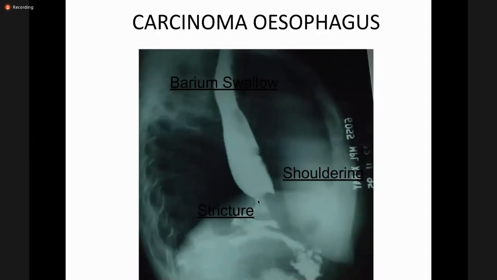Again, over here you can see this dilated part of the esophagus, and this shouldering here, and then a small stricture can be seen. This narrowing is because the tumor lying over here causes pressure over the lumen, and the lumen is blocked.